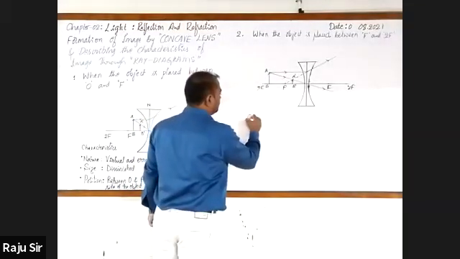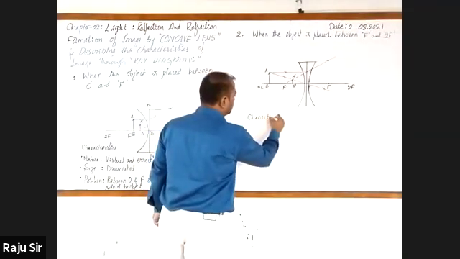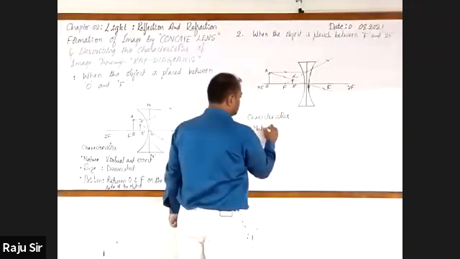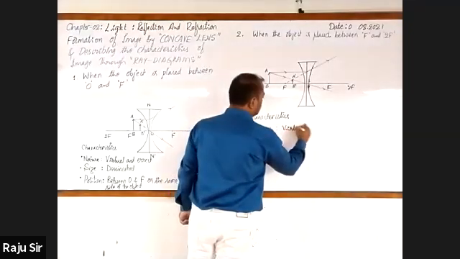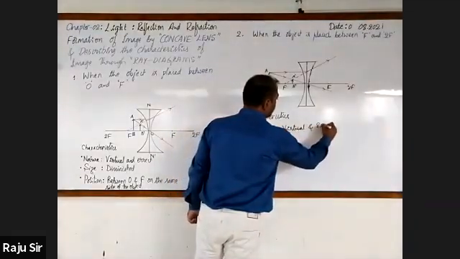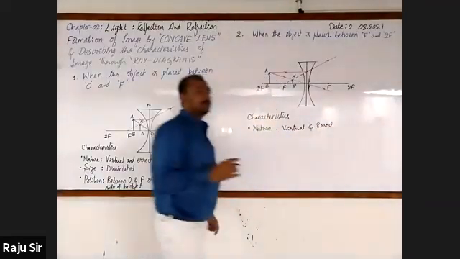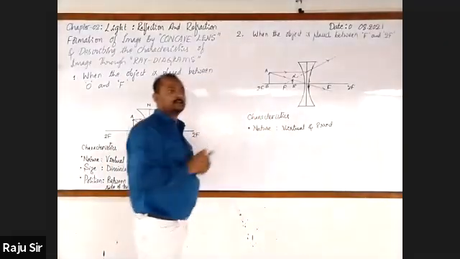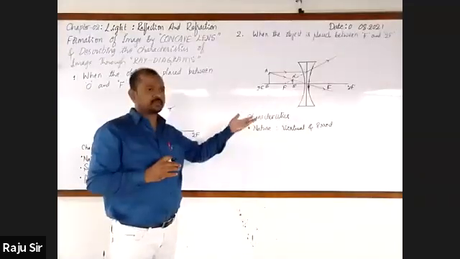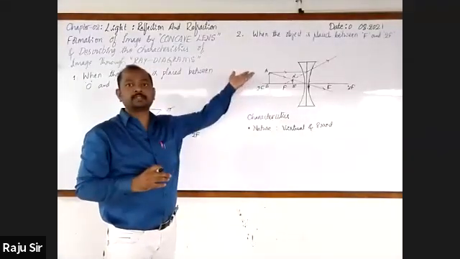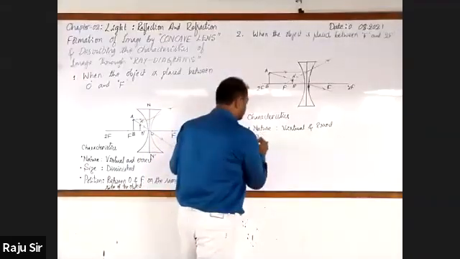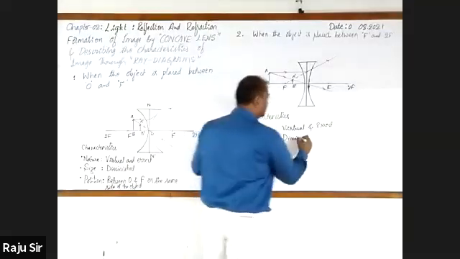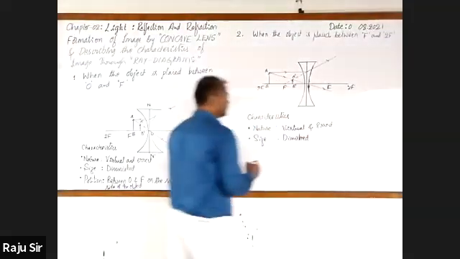Write the characteristics with me. Tell the characteristics. Nature: it is virtual. Why is it virtual? This image cannot be caught on a screen. It is erect because it is straight, upright, and above the principal axis. Next, size. Why is it diminished? It is diminished because it is smaller than the object.